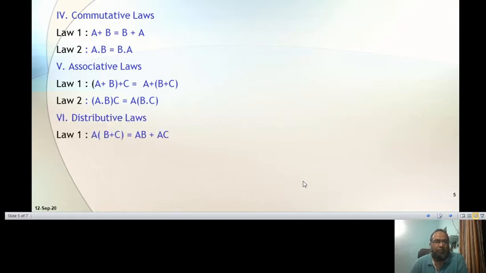Then the distributive law. Here you can see a difference. The first law is quite common: A into B plus C is equal to AB plus AC. Then the second law, which is particular to Boolean algebra: A plus BC is equal to A plus B into A plus C. This is called the second distributive law. It is applied in many cases of the reduction of equations. So, A plus BC is equal to A plus B into A plus C. This is the second distributive law.